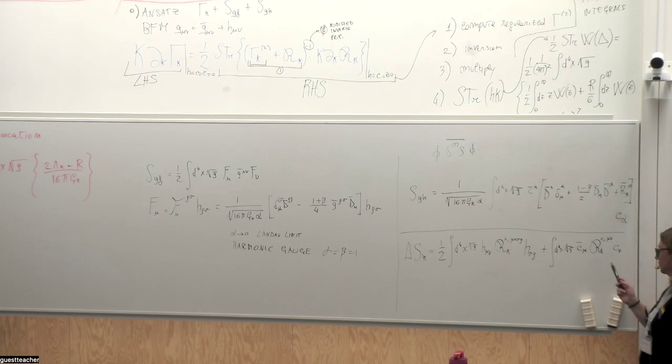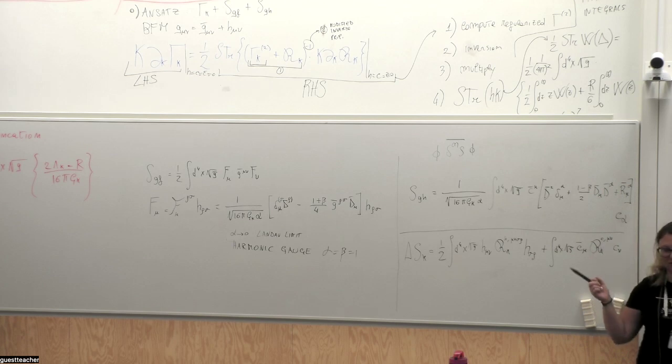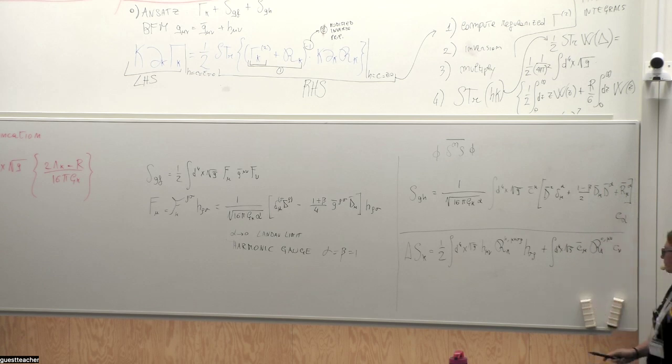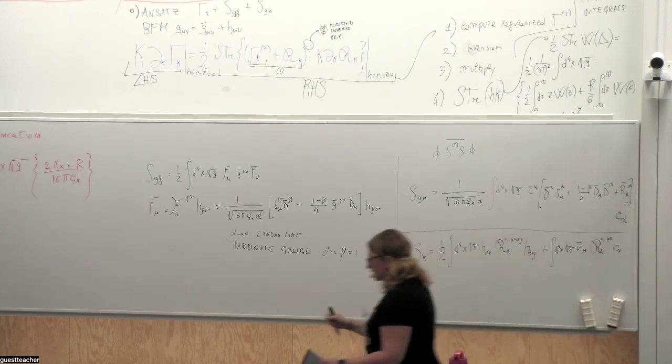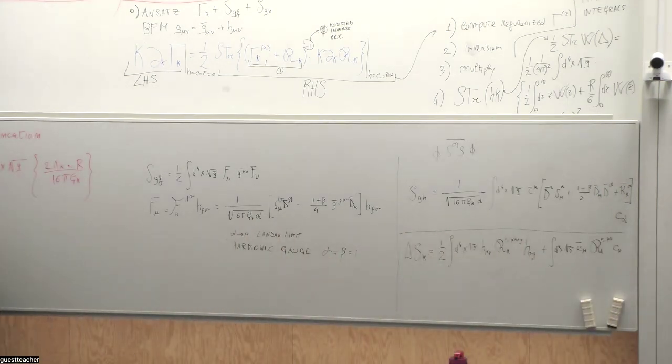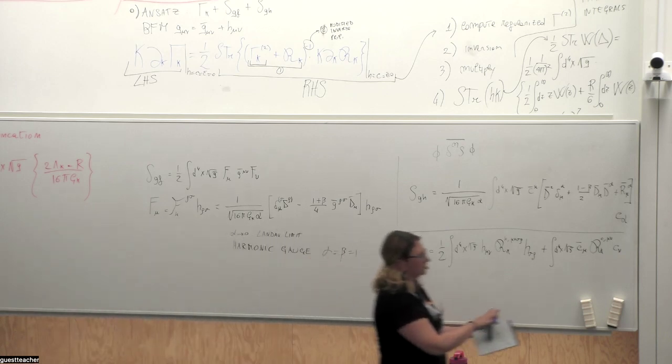So what do we do next? We need to understand the structure of the Hessian, so the second variation of gamma with respect to the fields that we have. And let's do this here. Let's understand the structure.